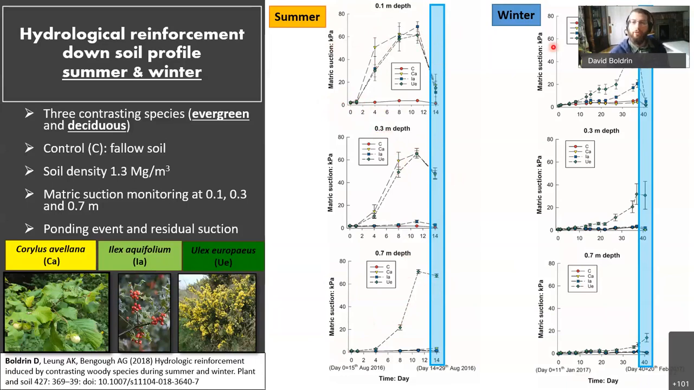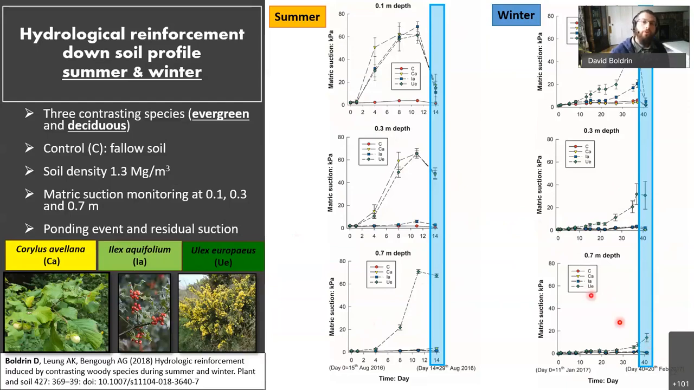Then if we look during the winter period, you can see that as expected, only evergreens were able to induce high values of matric suction, but at a much slower rate compared to the summer period. And if we look deeper in the soil, only one of the species was able to induce high values of matric suction. And deeper again in the soil at 0.7 meters, we can see just small values of matric suction.